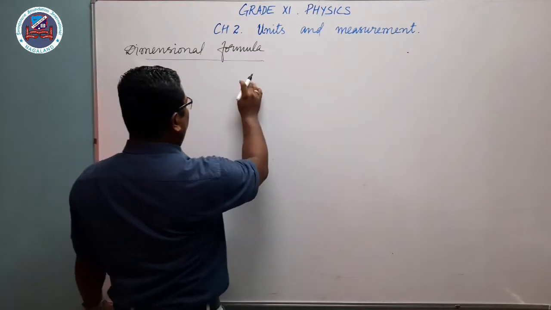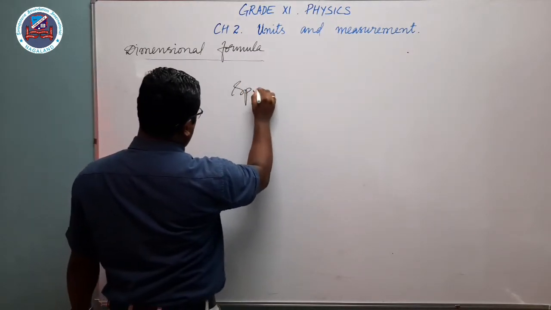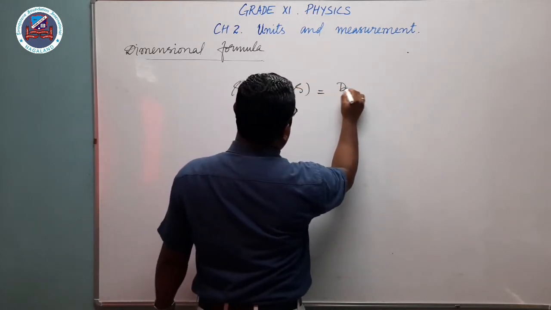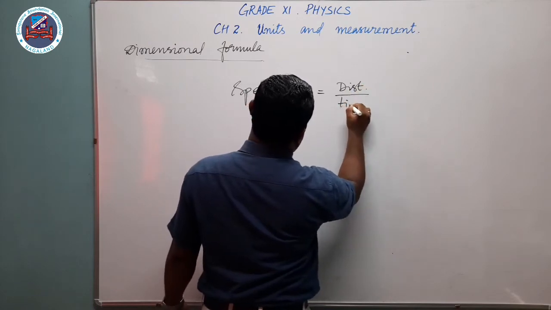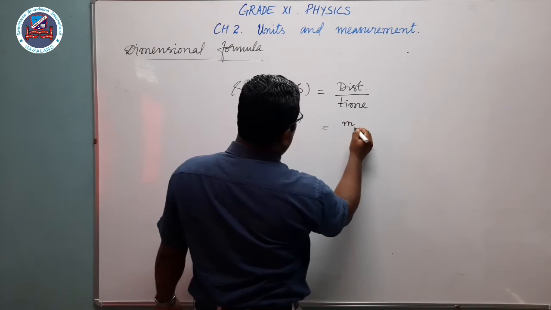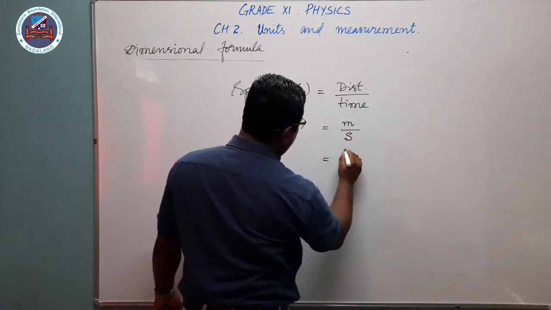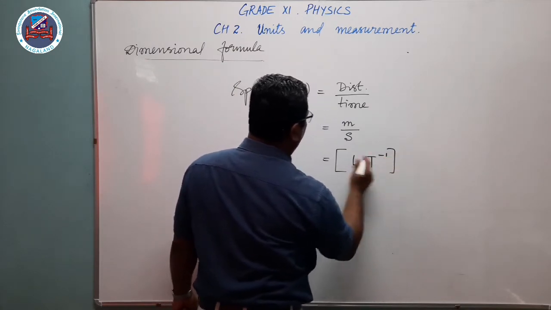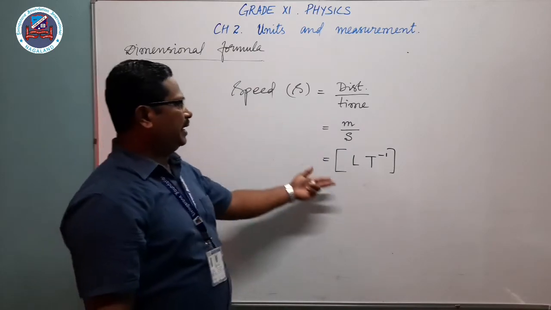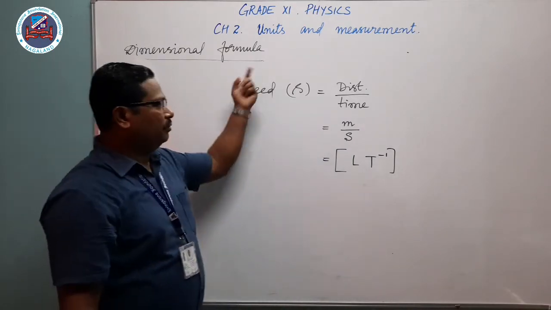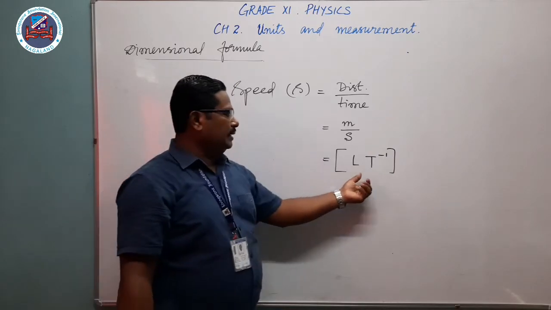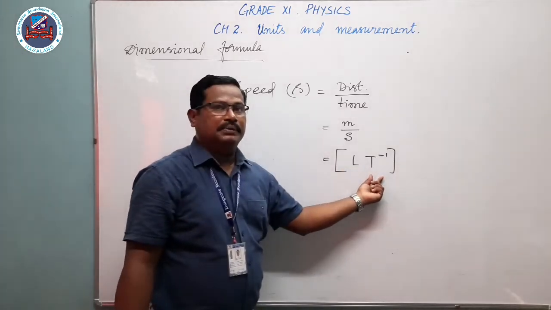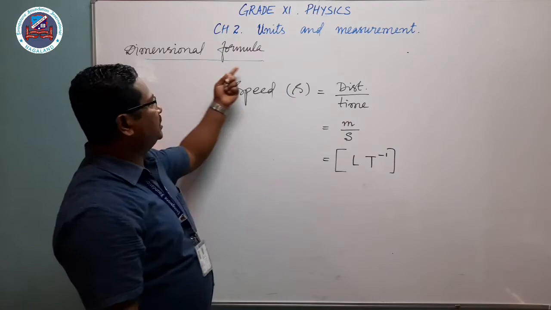Suppose you are finding the dimension of speed. Speed, we write this as distance by time. So distance is in meter, time is in second. So if I write this dimension, it will look like this: L and T power minus 1. Mass does not exist. So this way of writing itself, we call it as dimensional formula. So here in this case, the base quantities related with speed are length and time. So if you represent this way, we call it as dimensional formula.